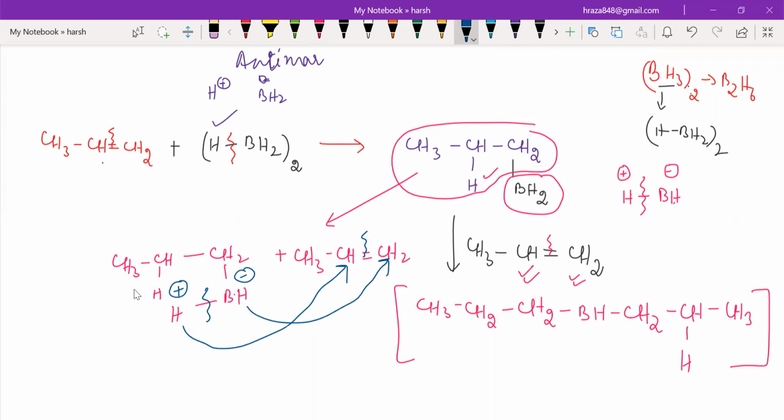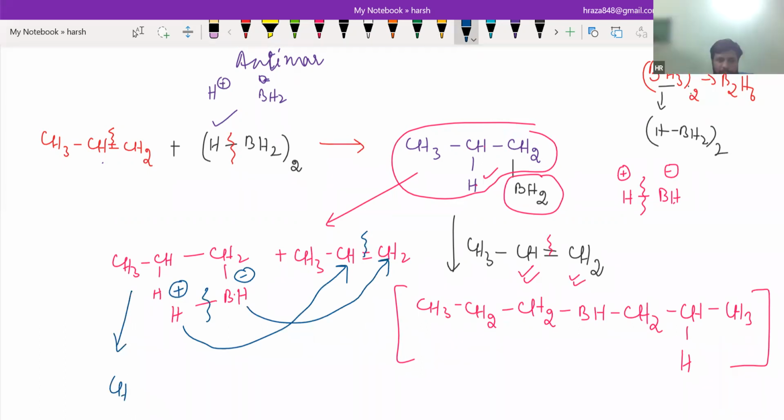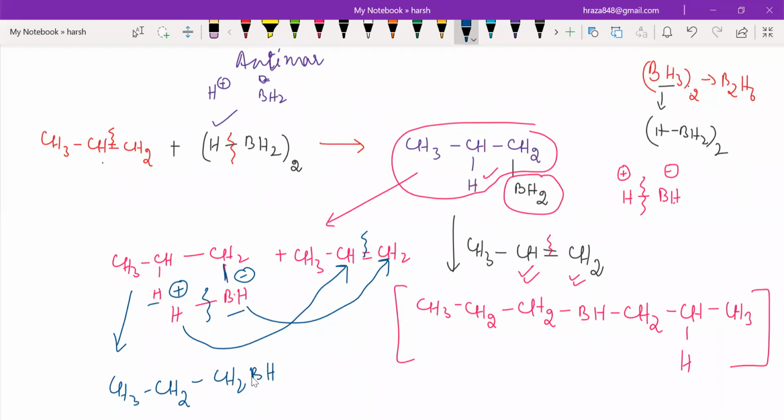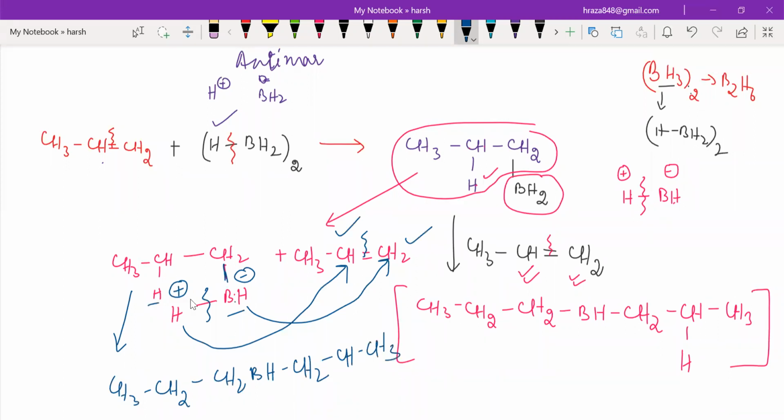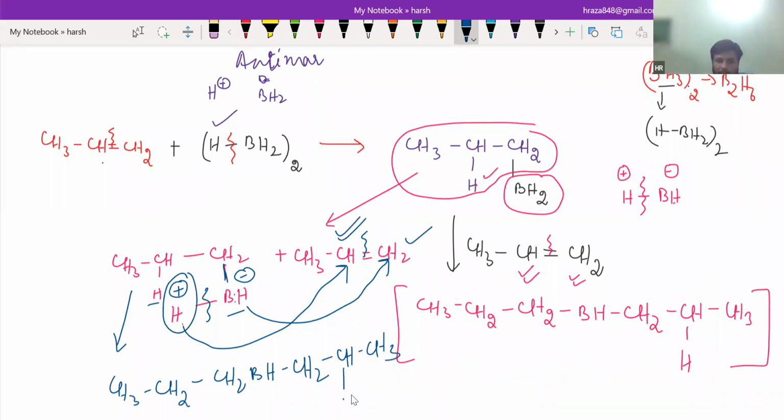That means you can see I'm going to write this CH3, CH2, CH2, and then BH attaching with this BH. This BH will directly attach with this CH2, CH2, and then CH, and then CH2 and then CH3. Now this hydrogen that we left will go to this carbon, like this. So this happened with this. Got it? Please write it.